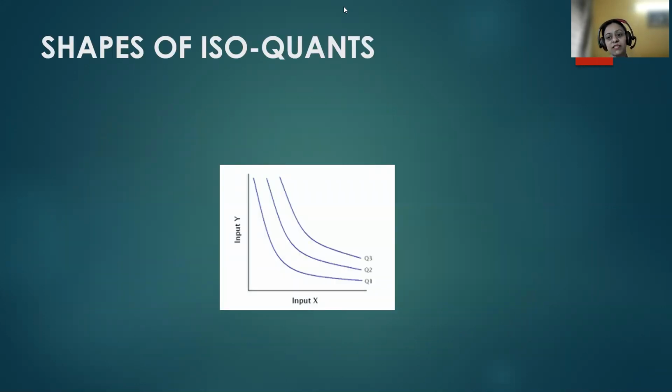A typical isoquant curve looks like this, sloping downward. And let us see that quantity Q1 is produced along the Q1 isoquant curve. Here we take into consideration various inputs of y and x. Various combinations of y and x produce the same quantity along all the points of the Q1 isoquant curve. Same is the case with the Q2 curve and the Q3 curve.